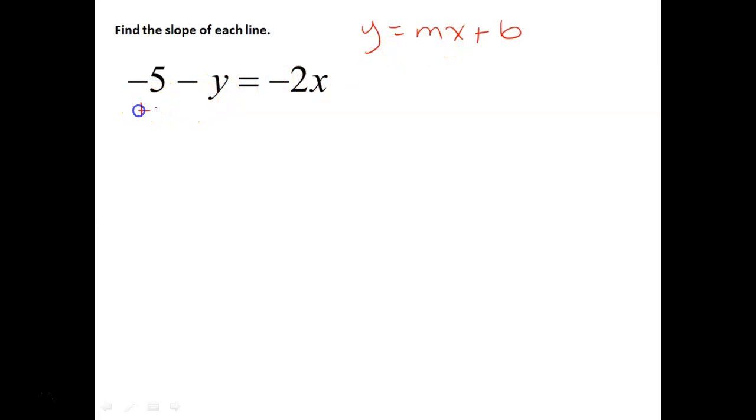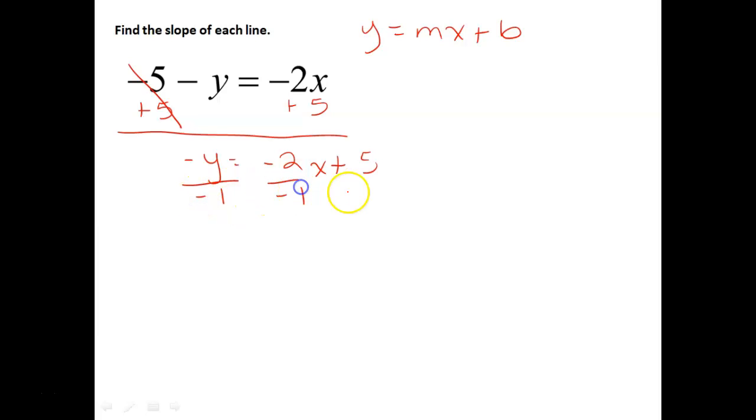Now you're going to understand why I've been assigning those practice questions when you're solving for variables. All right, so I just have negative y equals negative 2x plus 5, okay? I'm trying to get y by itself. Now, since it's a negative y, I'm going to go through and divide everything by negative 1.